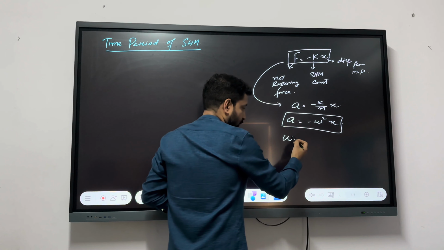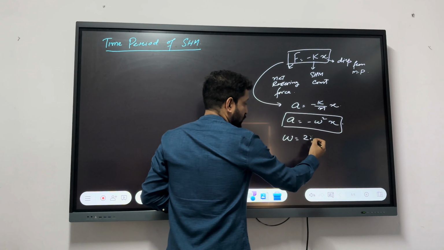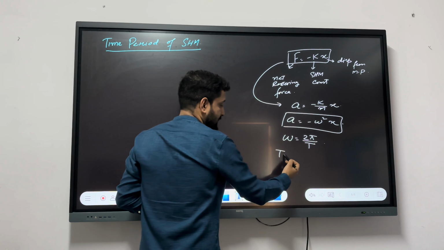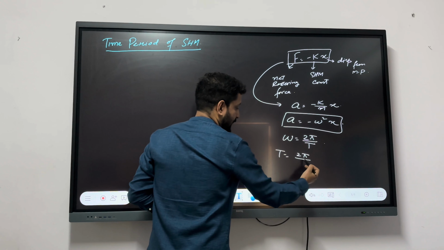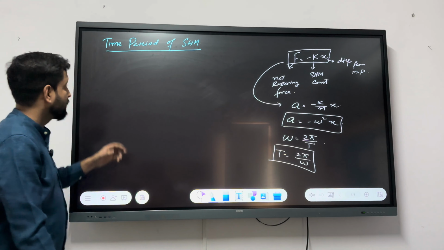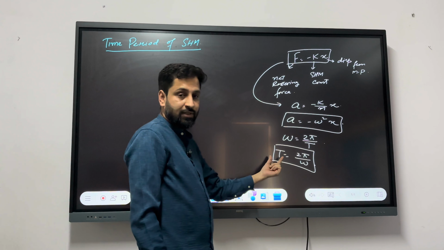We know that omega, the angular frequency, is equal to 2 pi divided by T. And what is T here? T is the time period, that's 2 pi by omega. So this is the time period of SHM. So today our topic is actually the time period of SHM. So we have to find this T.